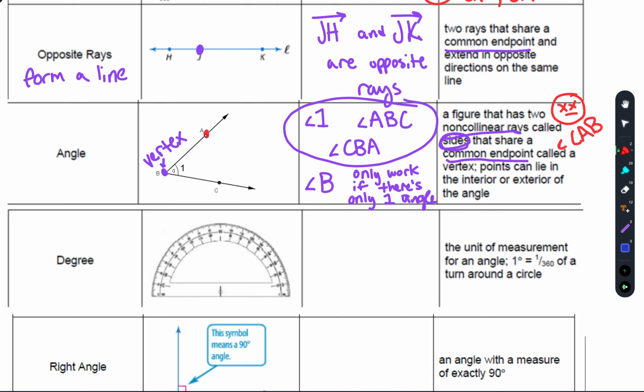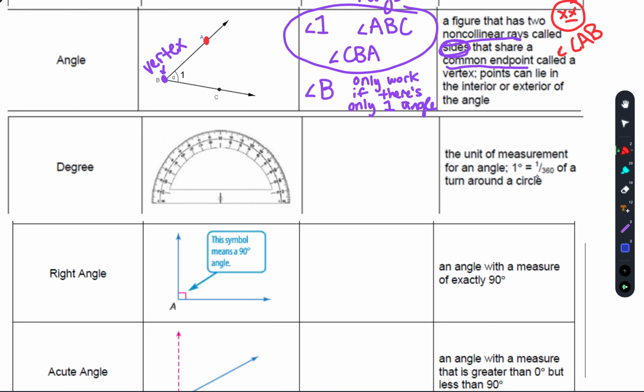Okay, next one is degree. We all know that angles are measured in degrees. They go 360 degrees around a circle. So 1 degree would be like 1/360th of a circle. So degree measure. Weird notation again.